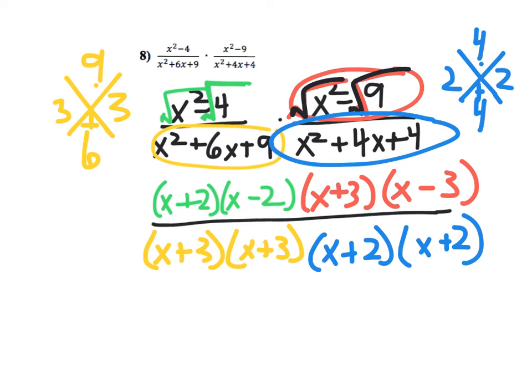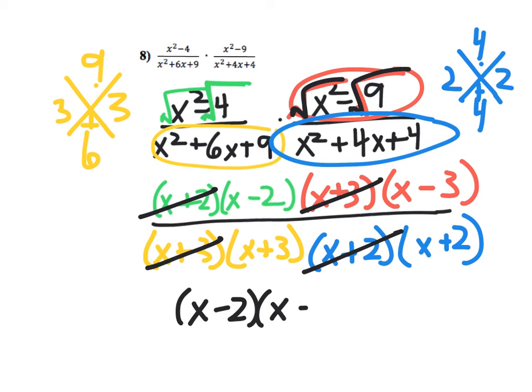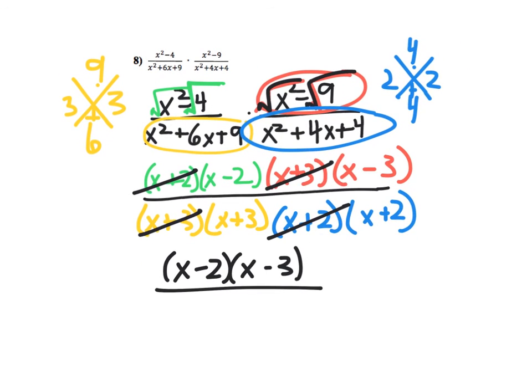Again, we're going to cross out anything that's on top and on the bottom. So I see an x plus 2 and an x plus 2. I see an x plus 3 and I see an x plus 3. Those are the only things that cancel. So on top, I'm left with x minus 2 times x minus 3. And on the bottom, we're left with x plus 3 and x plus 2.